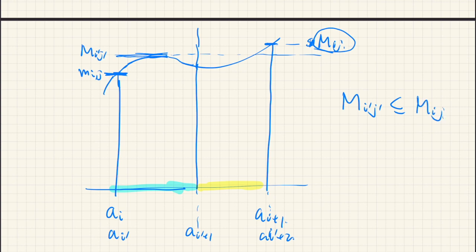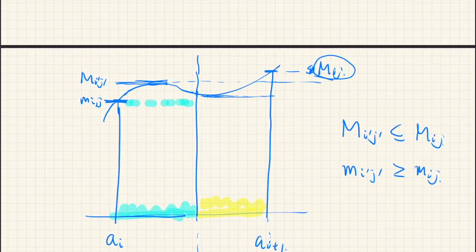And what about the infimum? In this case, the infimum doesn't change. Okay. And for the next one, this one, the infimum will be somewhere here. That is greater than the previous infimum. So in general, the infimum becomes larger or stays the same if we refine the partition.